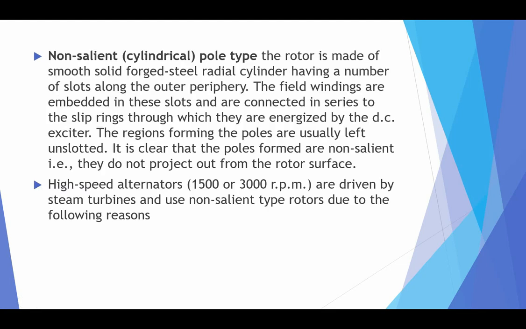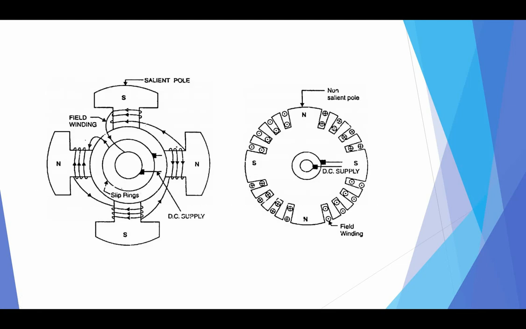So to summarize these two, salient and non-salient rotors. Salient pole rotors are used for low speed and non-salient pole rotors are used for high speed. Here the speed is 120 to 400 RPM, and here the speed is 1500 to 3000 RPM. Salient pole has short axial length, and non-salient has high axial length.